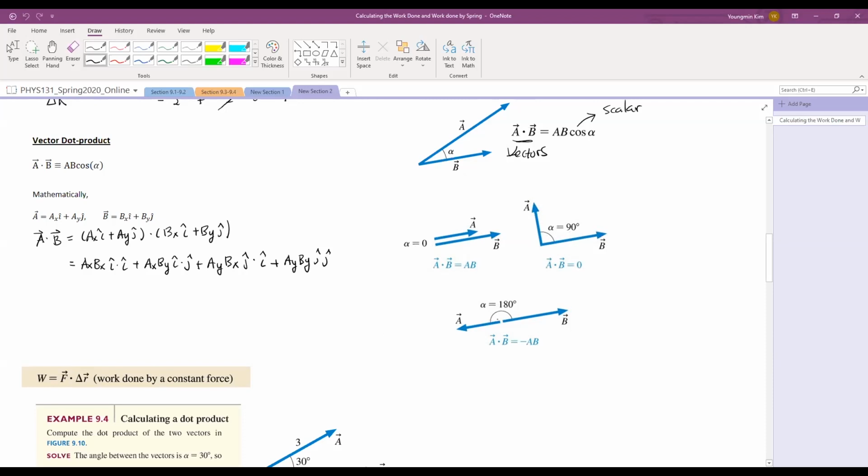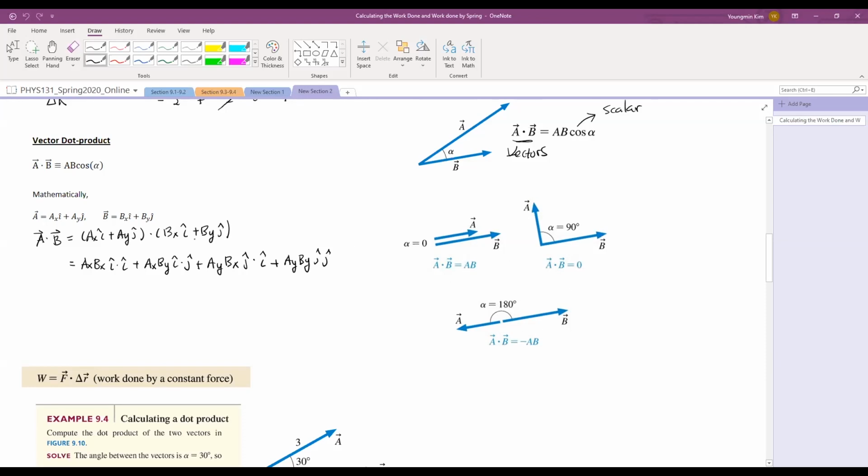And down here, A and B are pointing in opposite directions. Then the angle between them is 180. That's why cosine 180 is minus 1. So A dot B is minus AB. Okay, this property comes from the cosine property.